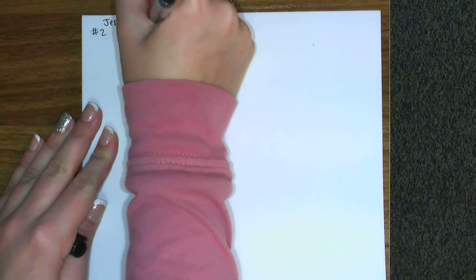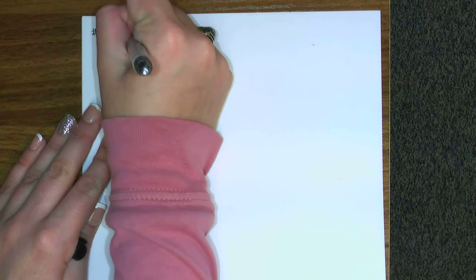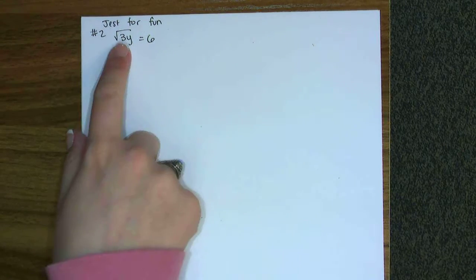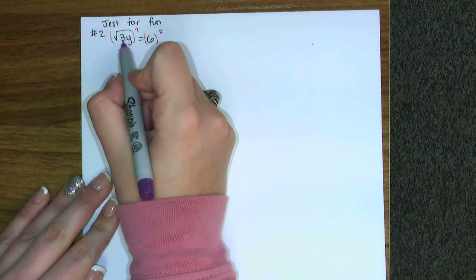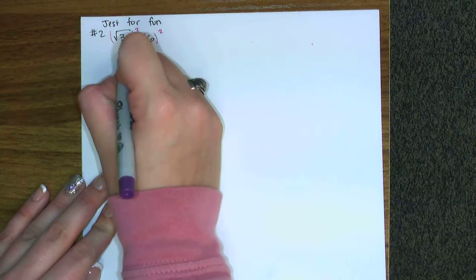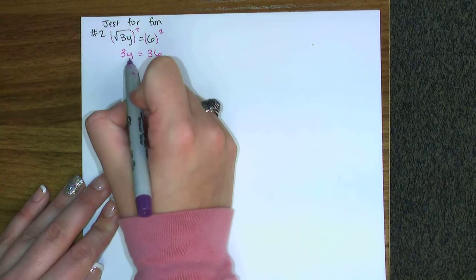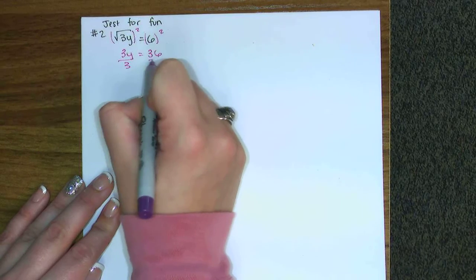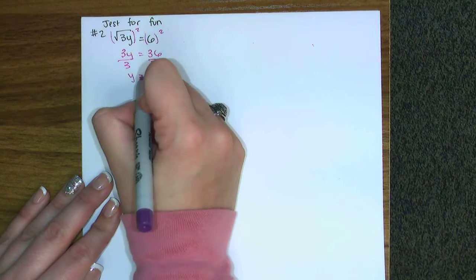And this is the Just for Fun problems. Here we go. Alright, so the square root of 3y is equal to 6. Well, this one, I got to undo this square, so I'm just going to go ahead and square both sides. So that square root and square undo each other, so 3y is equal to 6 squared is 36. Divide by 3. Y is equal to 36 divided by 3 is 12.